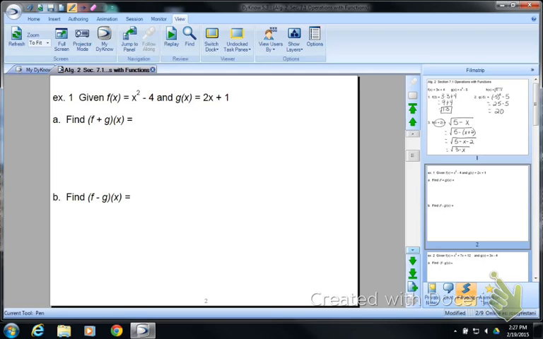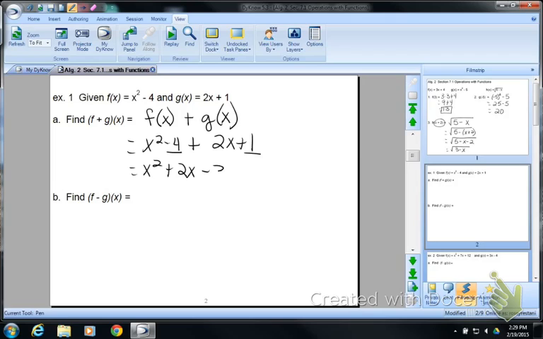Now, in example 1, given f of x is equal to x squared minus 4 and g of x is equal to 2x plus 1. We want to find f plus g of x. F plus g of x means we are going to evaluate f of x plus g of x. F of x is x squared minus 4 plus g of x is 2x plus 1. So we're going to add these two functions together. And when you add, remember you put it in descending order, which is the same thing as standard form, and combine like terms if you can. So that's x squared plus 2x. Negative 4 plus 1 is a negative 3.